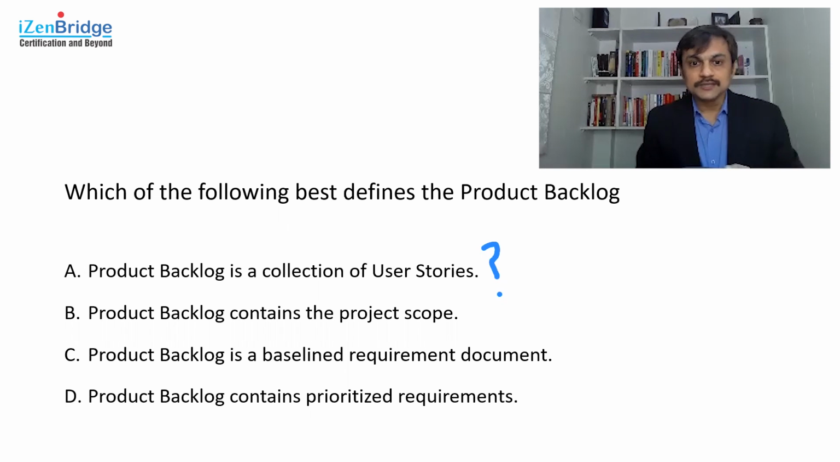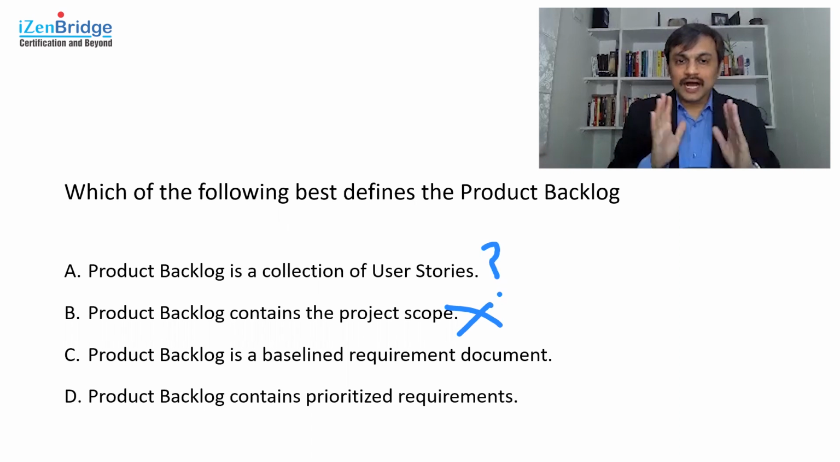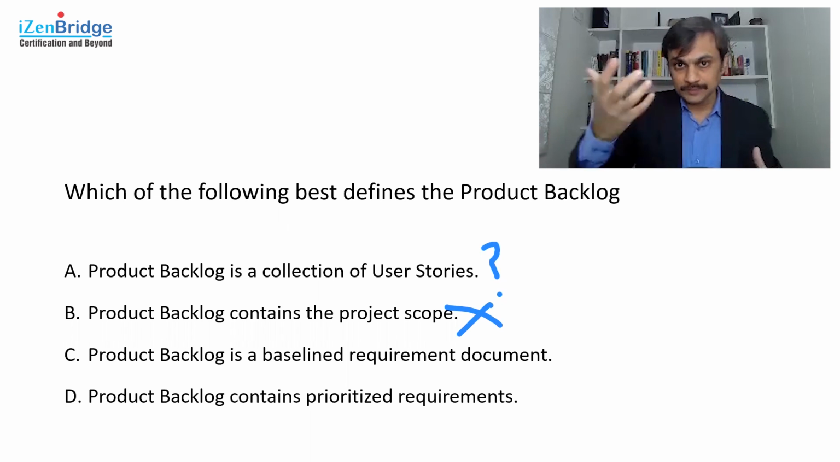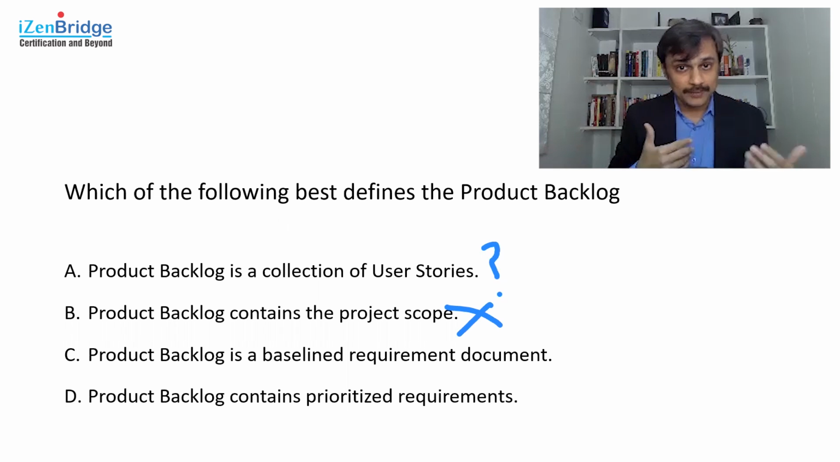Product backlog contains the project scope. Definitely it does not. The product backlog contains the requirements, not the scope. The scope is the solution part of the product, where we are thinking of how we are going to meet the requirement. Remember the difference between scope and requirement. So product backlog is definitely not about the scope.